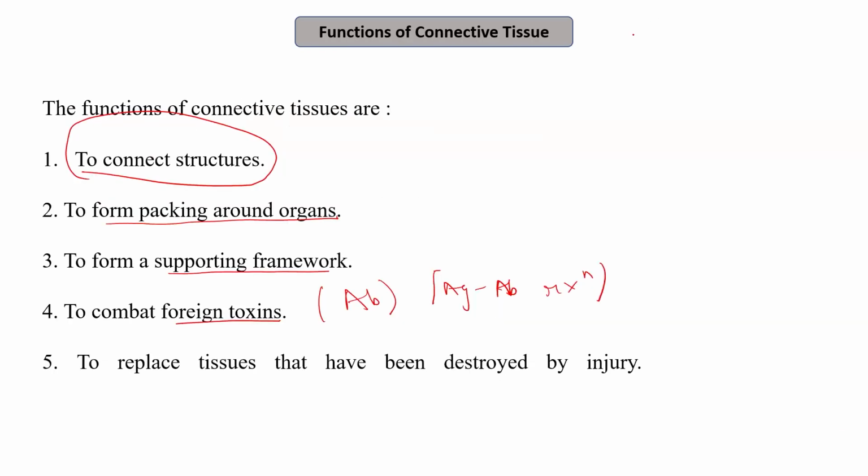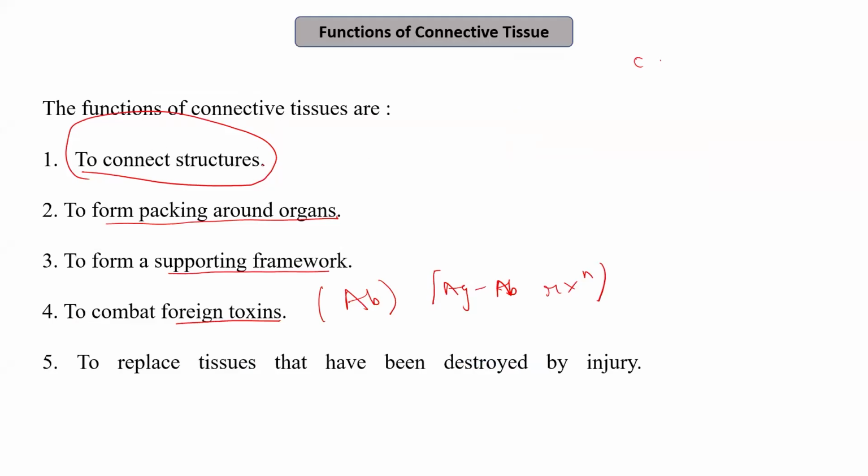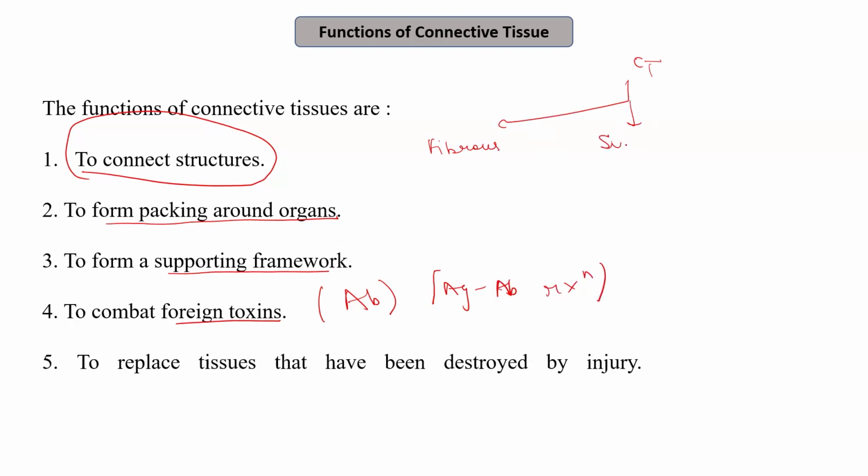So as I mentioned, connective tissue can broadly be classified into various types. It is fibrous connective tissue, skeletal or supporting connective tissue, and then we have a specialized type of tissue, which is the fluid connective tissue. We will deal with all of these one by one. So firstly, we are starting with the fibrous connective tissue.